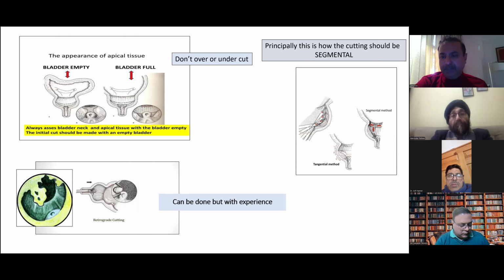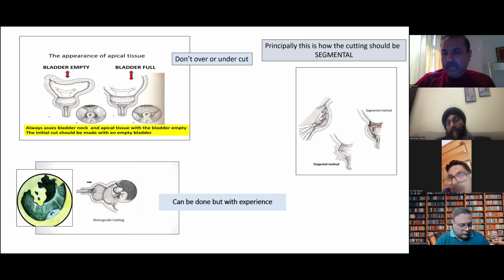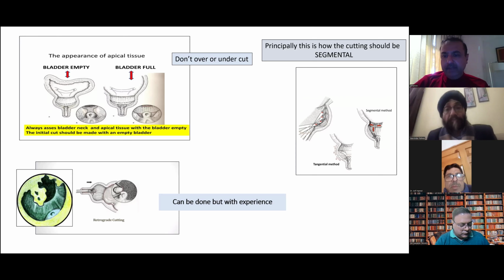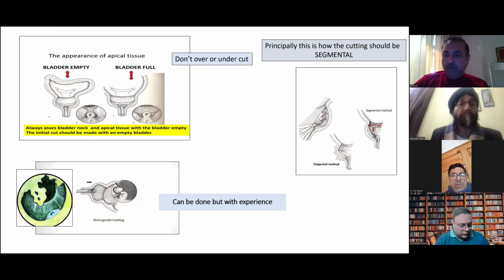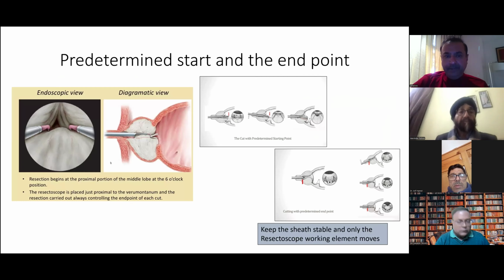If you know the principle or a technique of doing a TURP, it's just a matter of numbers then and refinement, which comes with time. No resident will be foolproof to do a good quality TURP, if you are lucky, but at least you should know the technique and how to approach the prostate. This is very important for a beginner.